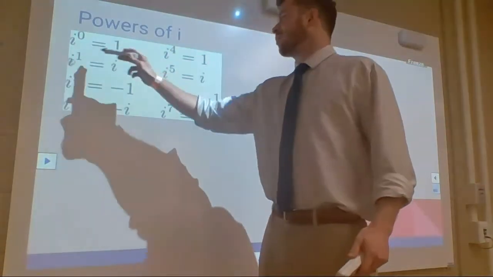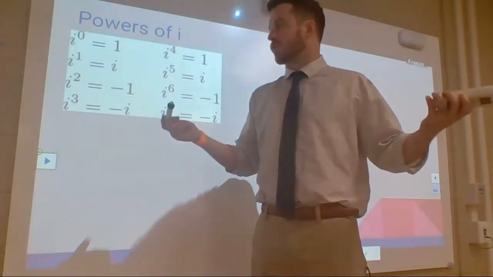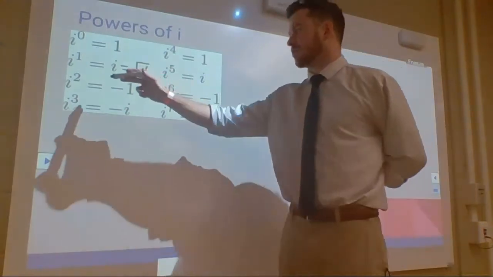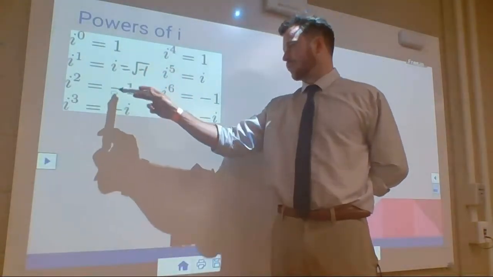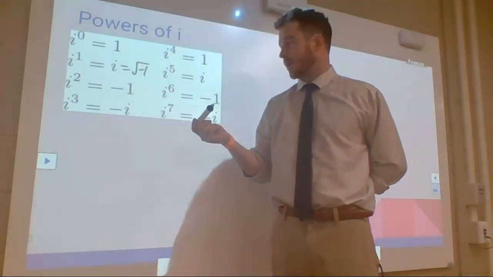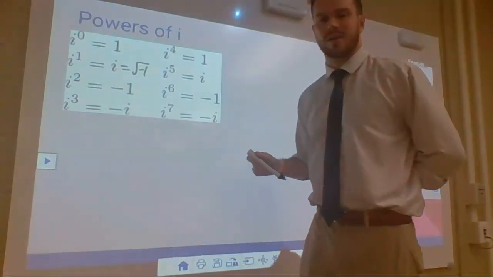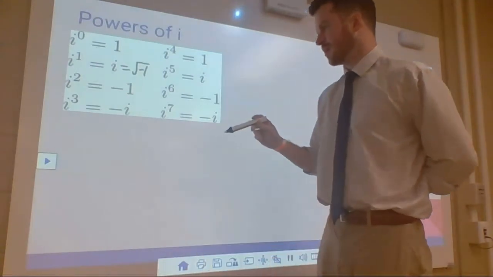Now, i to the first power is just i, or the square root of -1. And we talked about this earlier. i squared equals -1. I told you it would come back later in the lesson. Now, i cubed equals -i. Let's think about why that is.